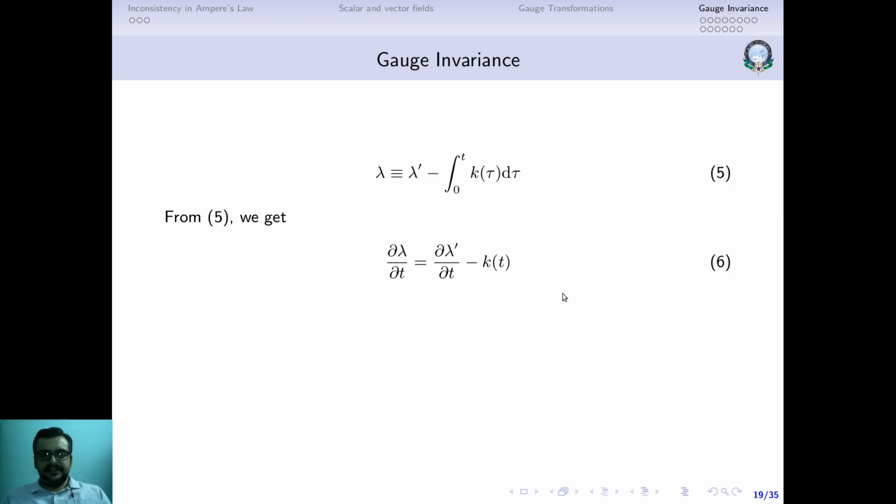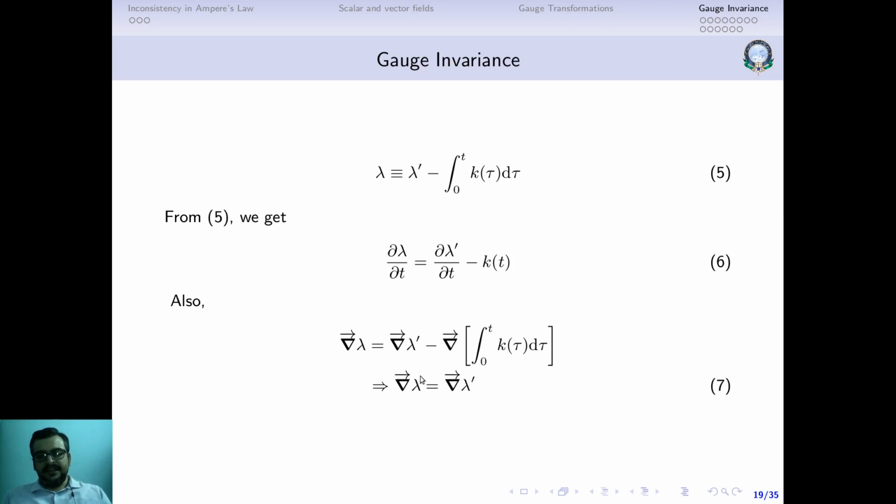Now let's take the gradient over here. The gradient of λ is equal to the gradient of λ' minus the gradient of this quantity. We already saw that this k is dependent only on t. Because I have integrated with respect to time, this quantity will depend solely on time t. If you take the gradient of a quantity which depends only on time, then this quantity will be 0. As a result, the gradient of λ will be equal to the gradient of λ'. So with this choice of λ, the gradient will remain the same.